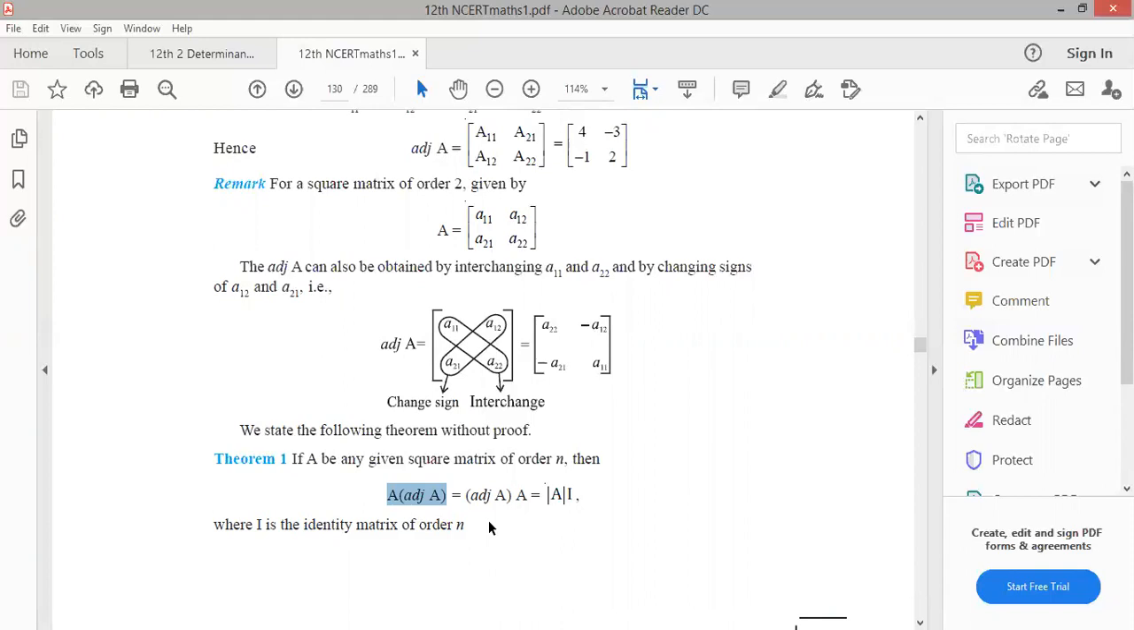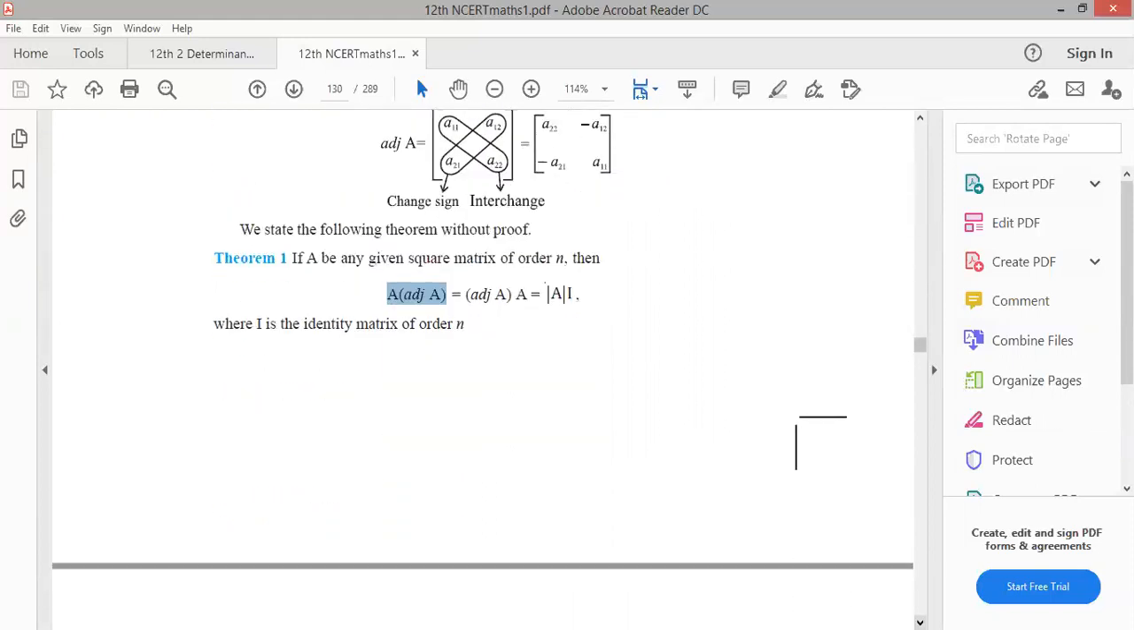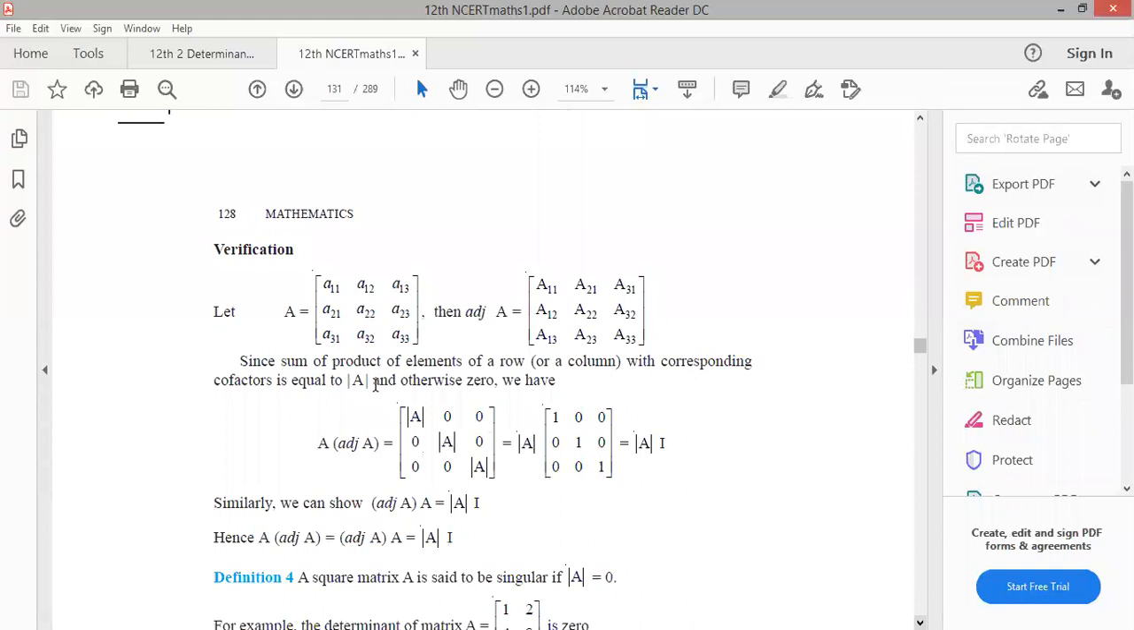We can say that the commutative law of multiplication of matrices does not hold in general, but it holds here for the adjoint of a matrix. If we multiply the adjoint of a matrix with the given matrix, the parent matrix, the commutative law of multiplication holds, and their product is equal to determinant of A into I, where I is the identity matrix of order n. Here is the verification for this. You can see it's very simple.